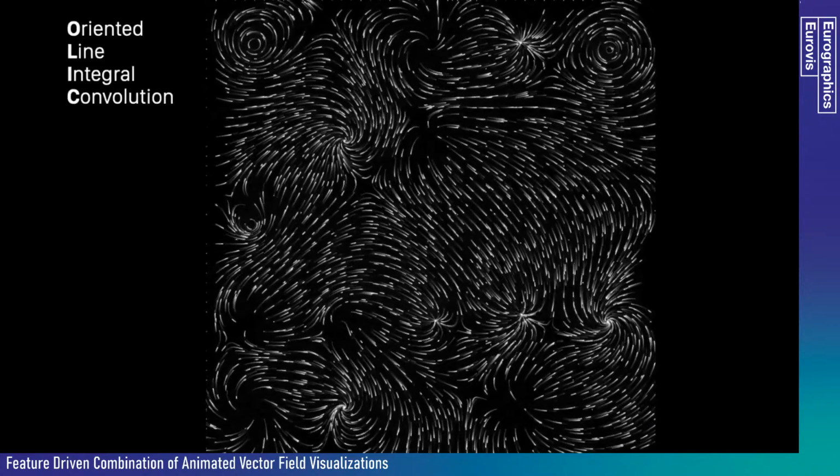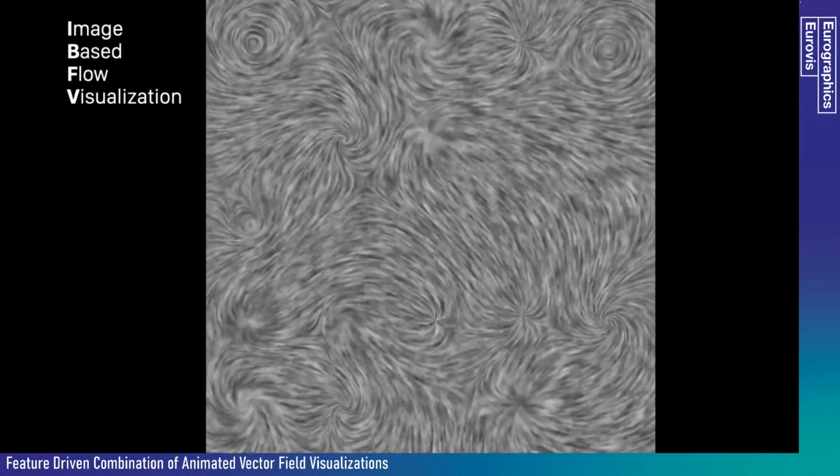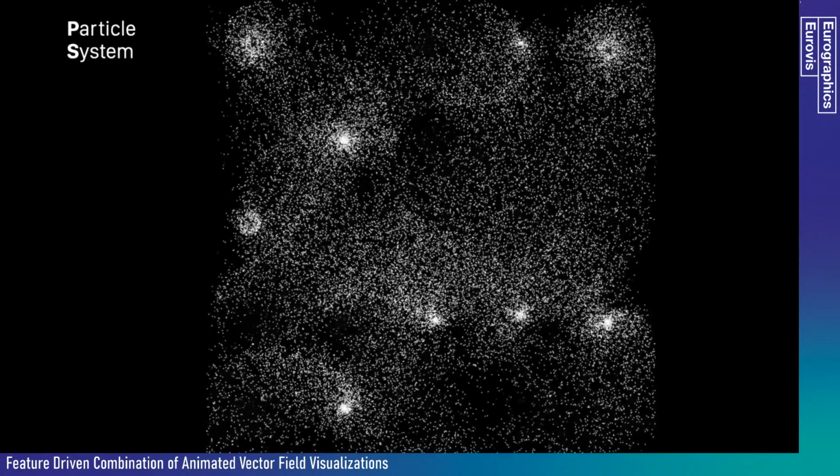Oriented line integral convolution is based on line integral convolution. It uses a sparse texture and a ramp-like kernel to produce droplets varying in intensity in the direction of the flow. Image-based flow visualization is based on the blend and deformation of noise textures along the flow direction. Particle systems advect particles over time in the flow field, resulting in an animated point cloud.